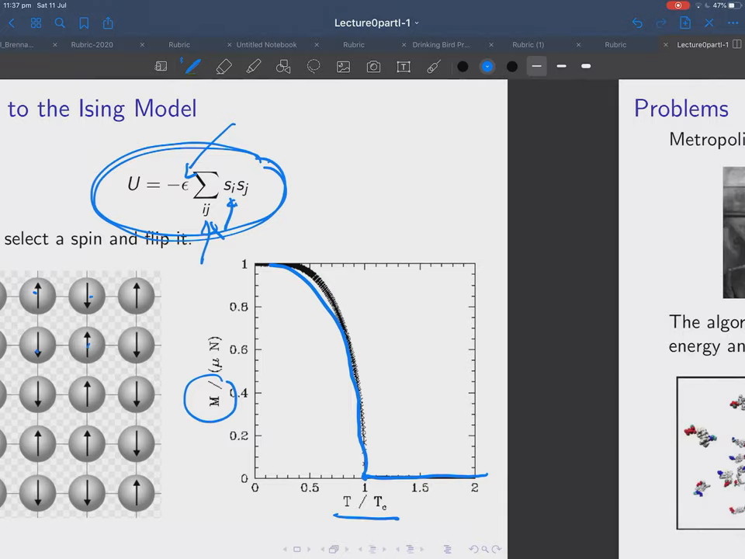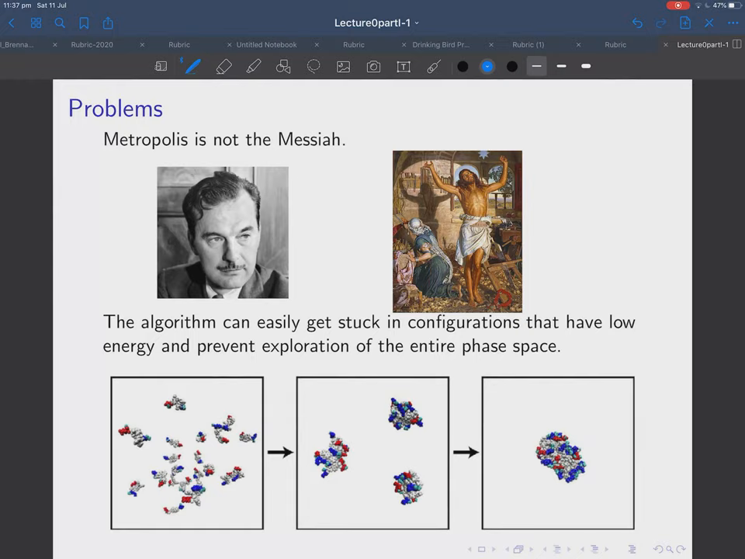So what problems does the Metropolis Monte Carlo algorithm have? Well, the problem is Metropolis was not the messiah, and is not the messiah, and so this is not the solution to every kind of problem you will ever face, okay? One of the problems you will face with Metropolis Monte Carlo is it can get stuck. So suppose we have some molecules with attractive interactions. You switch on the interactions, they start to cluster, and they start to form big clusters like this, and all those clusters all cluster together and form a much bigger cluster.